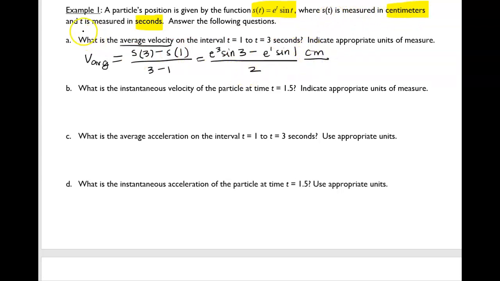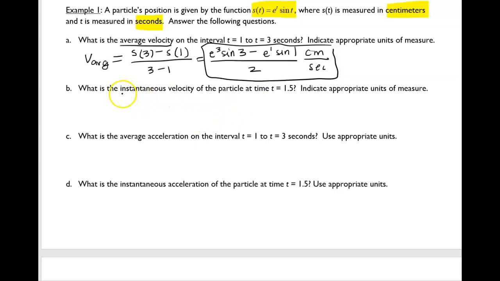On the bottom, I had time. That was the 3 minus 1, and my time is measured in seconds. So I can actually leave my answer like that. I do not need to simplify any of this. I could put it in my calculator and get a decimal, but we're not going to worry about it. We're going to leave it just like that. So that is our answer here.